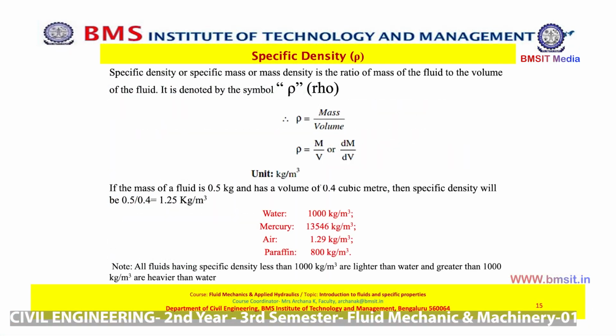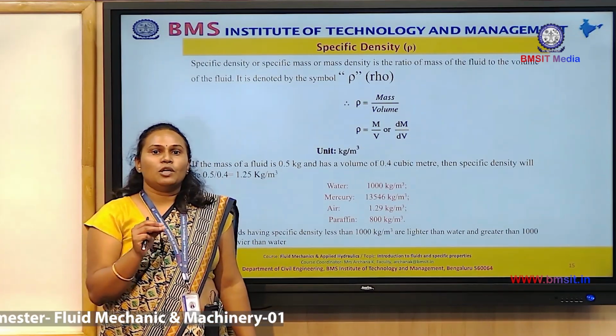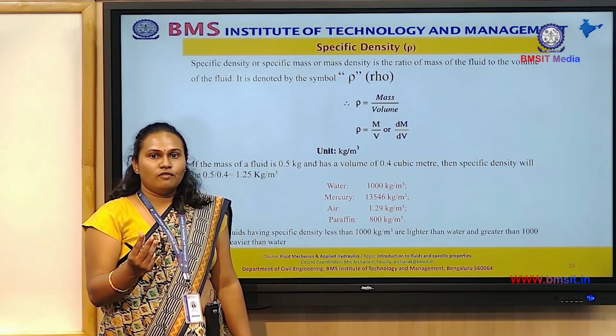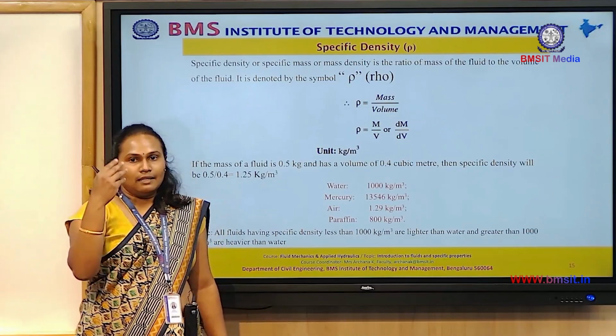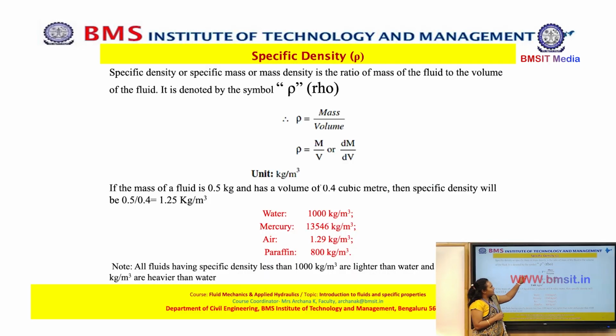Starting with the first one, which is known as specific density. It is the ratio of mass of the given fluid to the volume of the fluid. So that is, if you are given 1 kg of fluid and its volume is 1 liter, then 1 by 1 will be the specific density. And it is given by the symbol rho, which is a Greek letter. Specific density is equal to mass by volume, or it is given as rho is equal to m by v, and the unit will be kg per meter cube. Kg for mass, meter cube for volume. This is the SI unit.